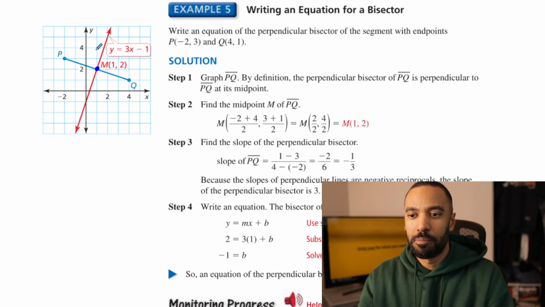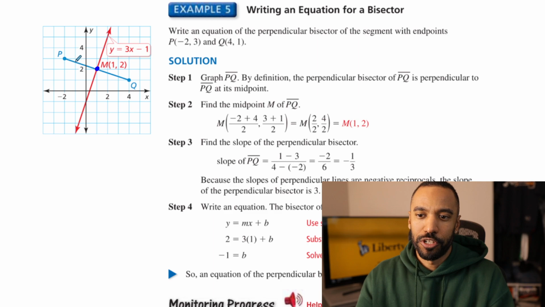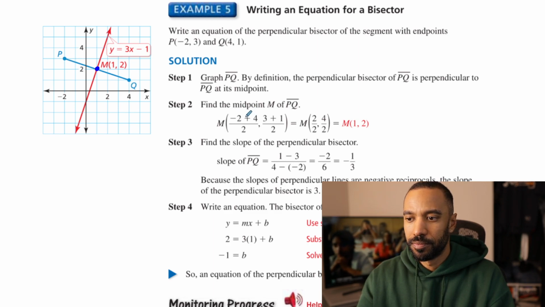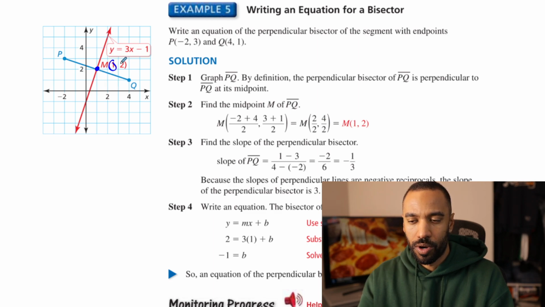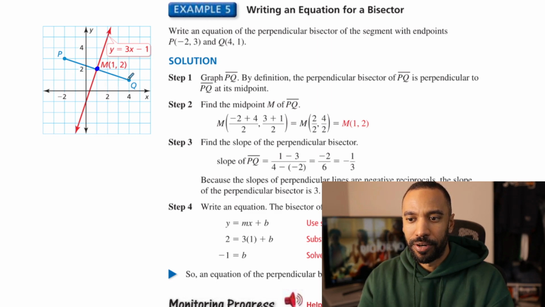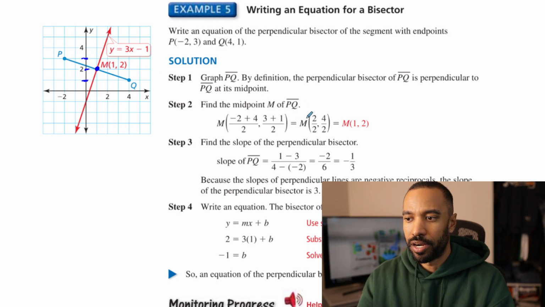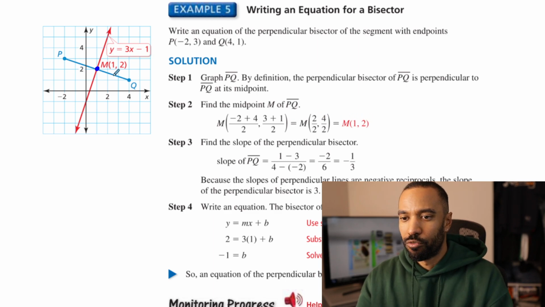Okay, so we find the midpoint first. How do you find it? You average your x values of P and Q, and you average your y values of P and Q. P's x value is -2, Q's x value is 4. Add them up and divide by 2, and you get 1. So the midpoint x value is 1. For the y value, you average the heights of 1 and 3, and you get 2. So 3 plus 1 divided by 2 is 2. The midpoint is (1, 2).